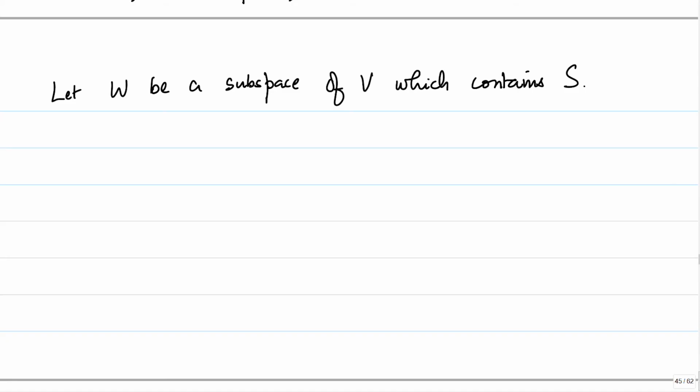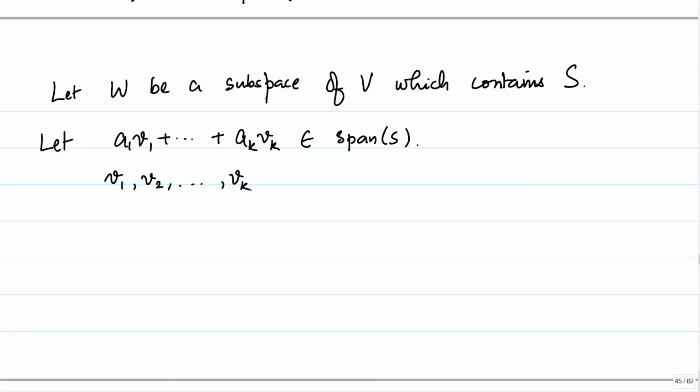So let's take some arbitrary element in the span of S. Let a1 v1 plus up to ak vk, let me use a different index so that n gives a feeling that it's always n, be in the span of S. We would like to show that this element is in W as well. But notice that v1, v2 up to vk, which are all elements in S, belong to capital W. And W is a subspace, and therefore all scalar multiples of these also belong to capital W.